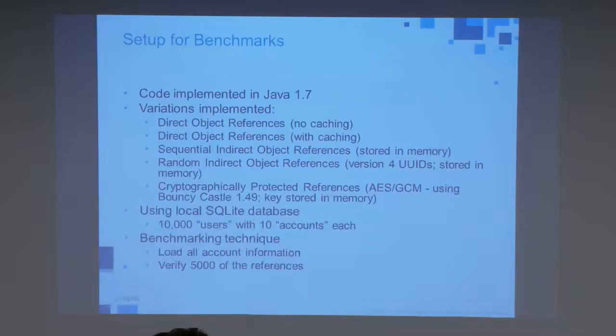And the benchmarking technique I used was to load the 100,000 records, load all of them, see how much time it takes to build the list that I'm going to send to the client for each one, and then verify just 5,000 of the references, because verification was just taking too long. I didn't want to verify every single one. And then I just divided by the number of references I was verifying to get my numbers.